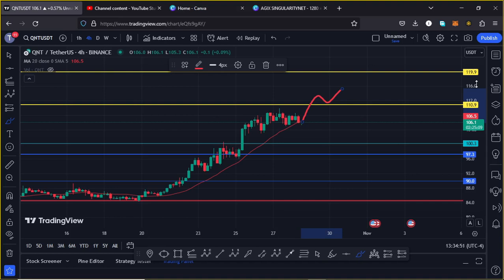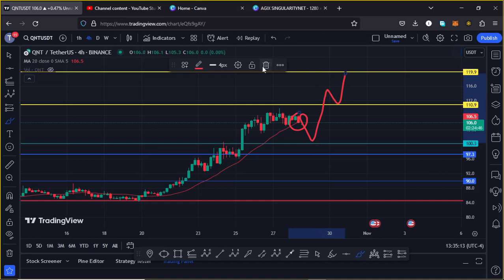In case such a movement doesn't play out and we see much of a rejection over here and continue seeing further weakness, then I'm expecting the significant area of support at around the $100 mark to continue holding. And as long as it continues holding above that, you can expect another massive bounce to the upper side, breaking above resistance.